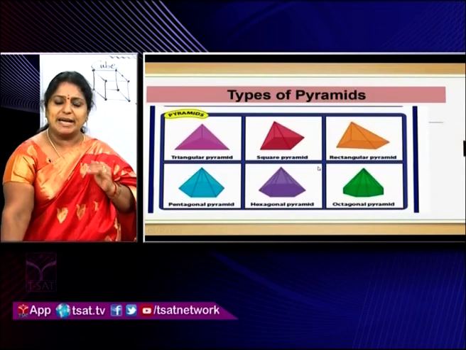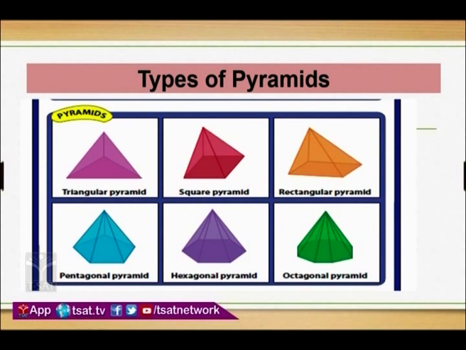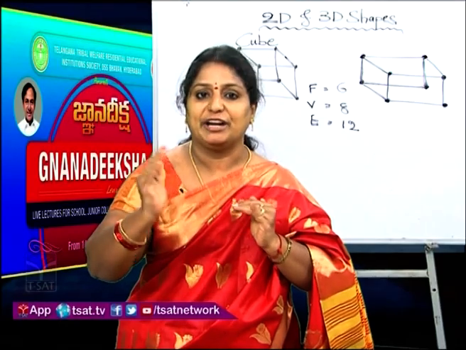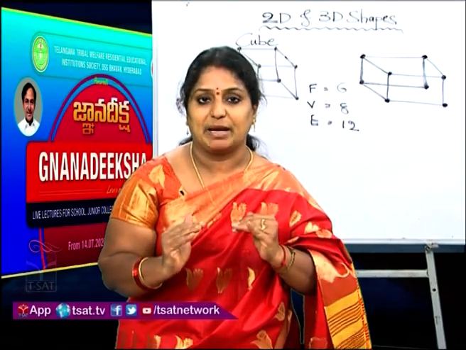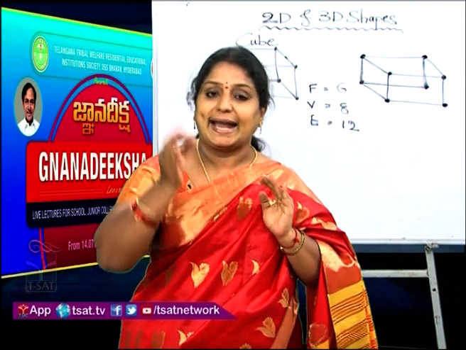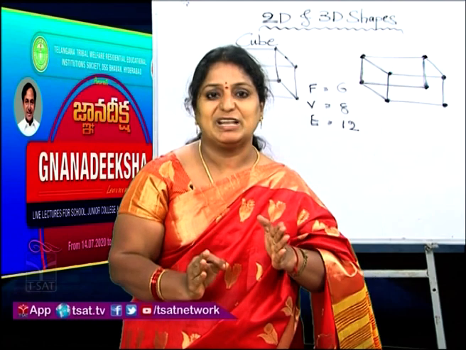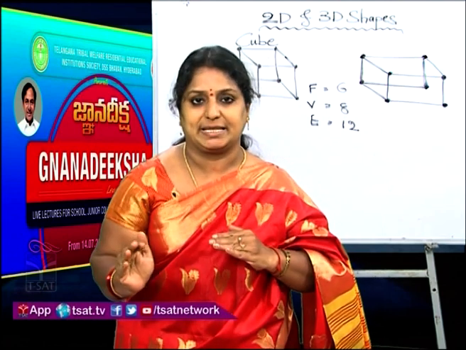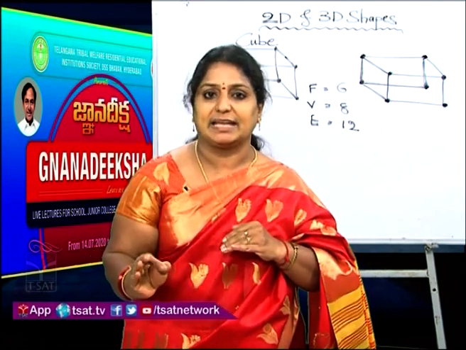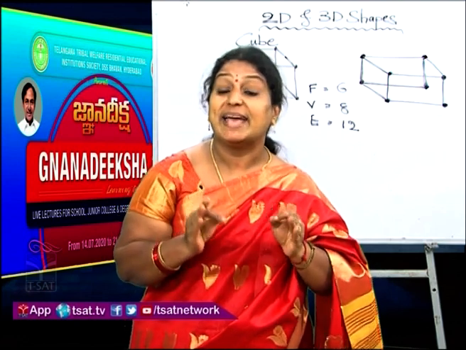But the only difference between the prism and pyramid, let me explain for you. For the prism, both top and base are congruent faces, whereas for the pyramid, it contains only one base. At the top, it contains one vertex. Same like prism, for pyramids also we have types of pyramids. The names of the pyramids are given according to the base they contain.